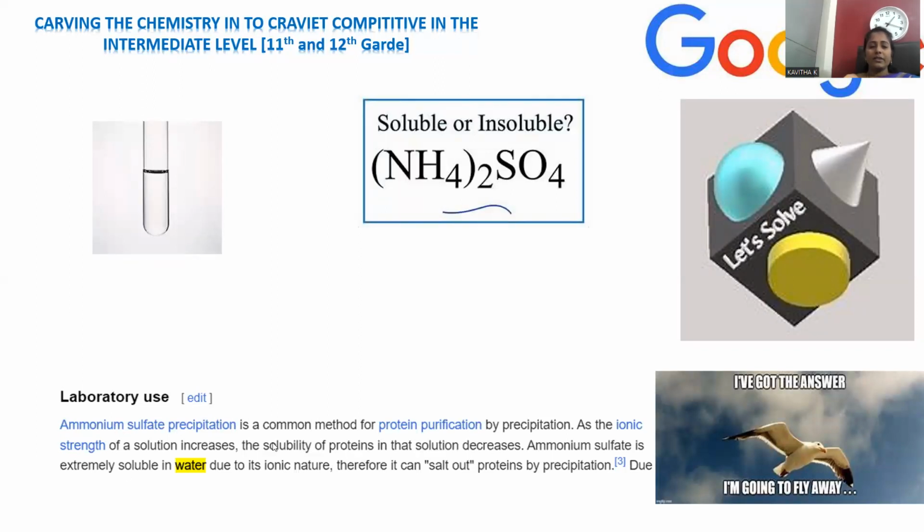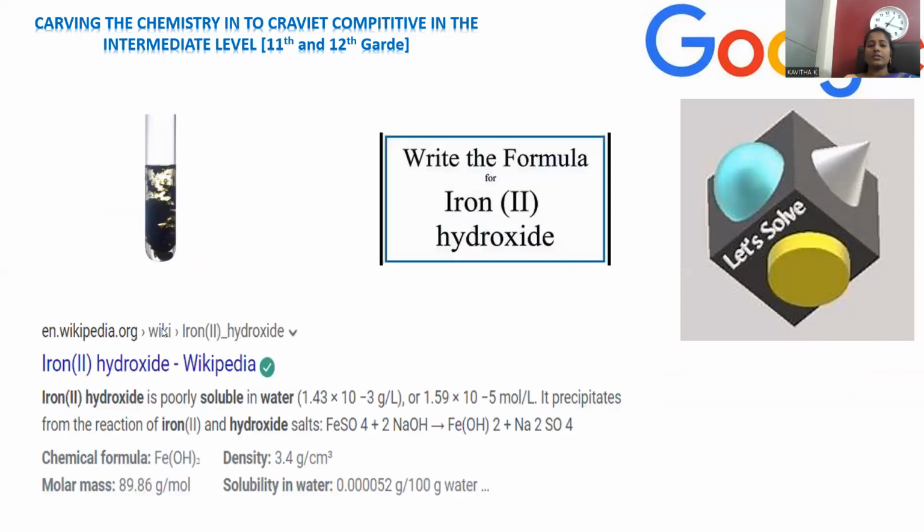Ammonium sulfate precipitation is a common method in protein purification, where the ionic strength of the solution increases. Ammonium sulfate is extremely soluble in water due to its ionic nature. It salts out protein by precipitation. Because of its water solubility, it finds applications in laboratory use for protein purification. This is a kind of applicative phenomenon provided for ammonium sulfate, which is completely water soluble. You can get a clear solution.